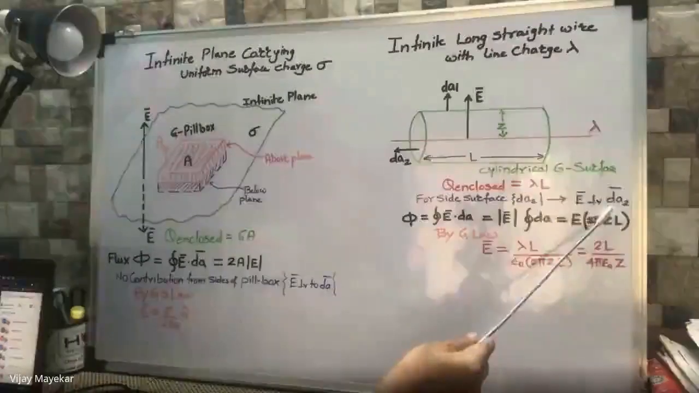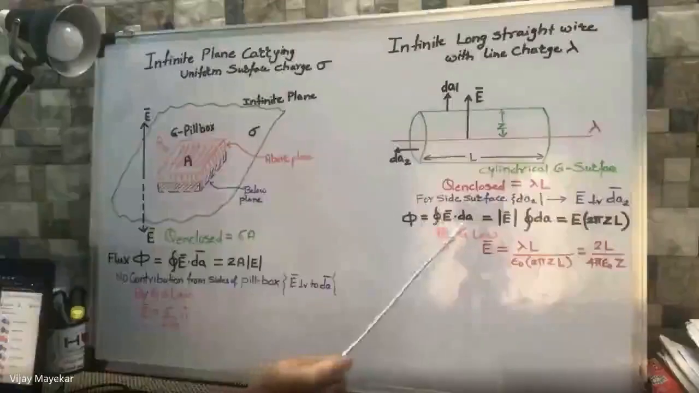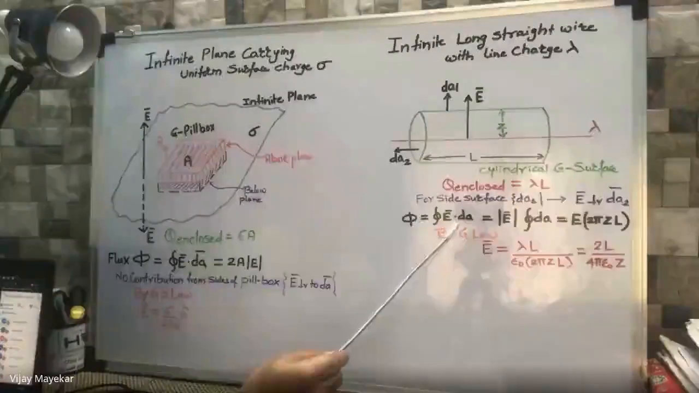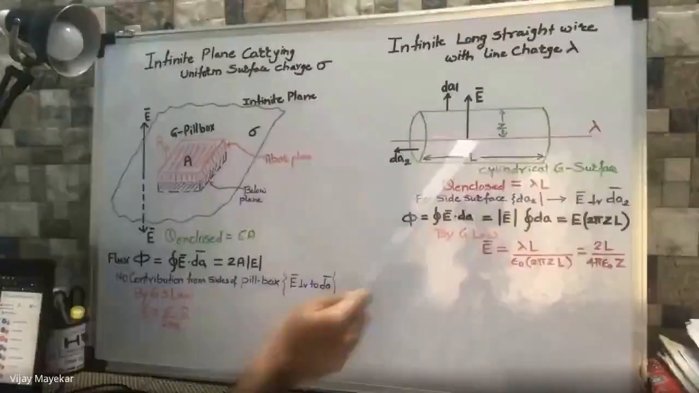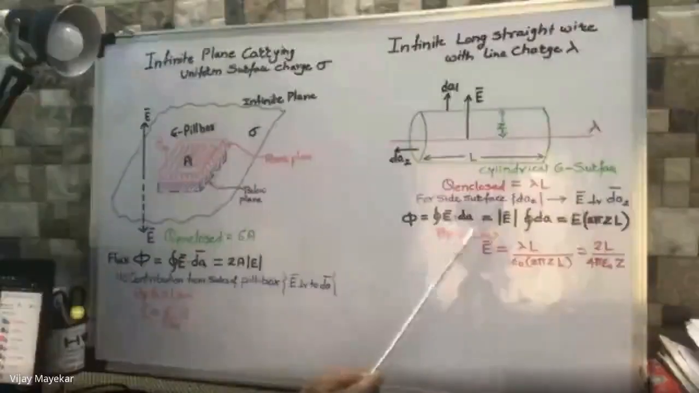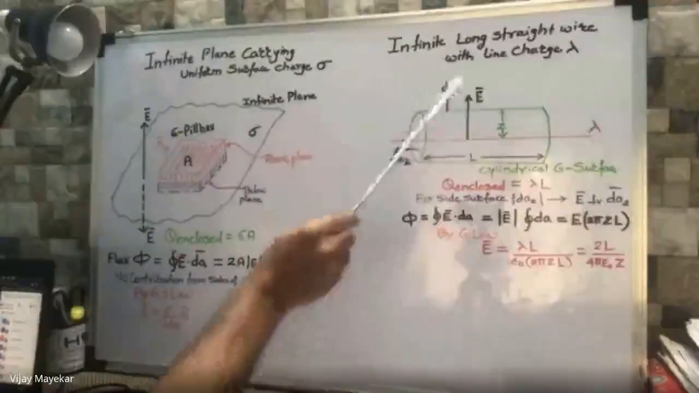So here, when I go for the side surface, my E bar is perpendicular to dA2 bar. And when I'm doing this calculation, I always go for the dot product. So cos of 90 is 0. So for the side surface or side caps, I'm getting this particular product as 0. So what is left out is the curved surface.